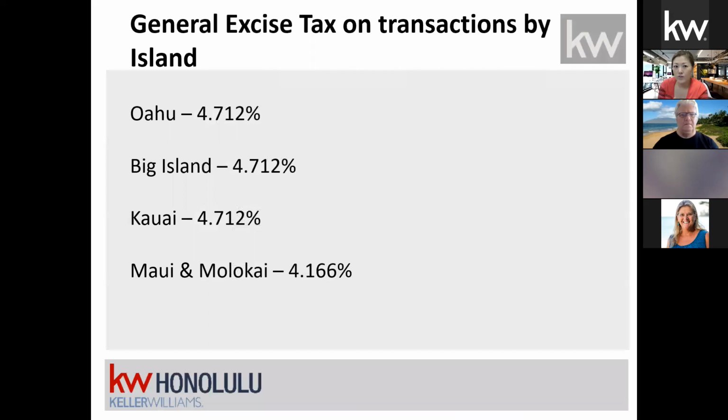I want to go over this. General excise tax on transactions by island. So Oahu, Big Island, and Kauai, the GET is 4.712%. Maui and Molokai is 4.166%.